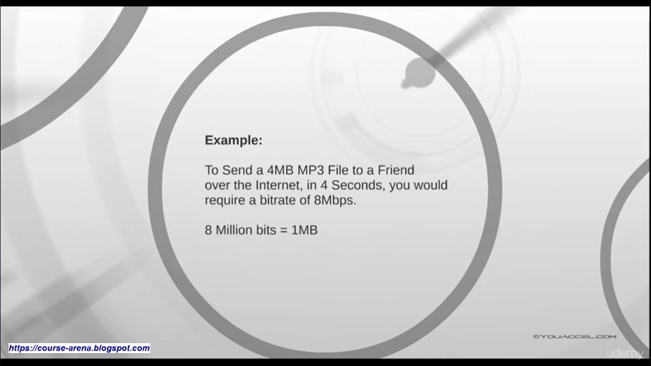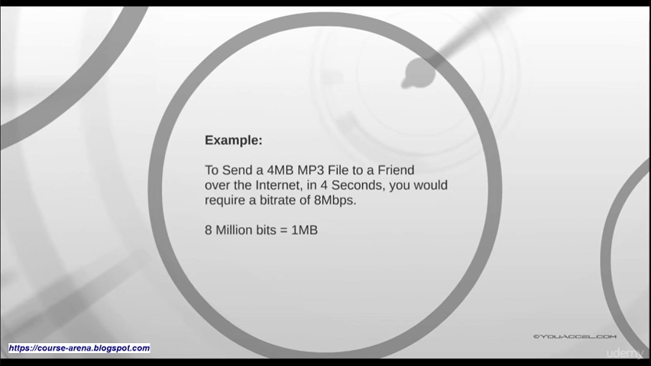Let's take a look at an example. If you want to send a 4 megabyte MP3 file to a friend through an email attachment in 4 seconds, you would require a bitrate of 8 megabytes per second. This is because 8 million bits equals 1 megabyte.